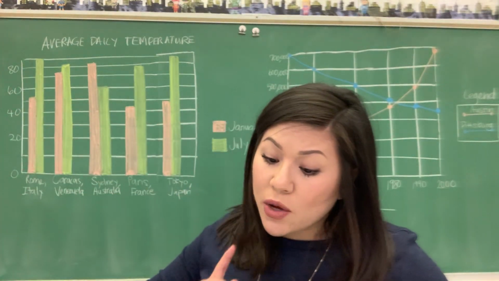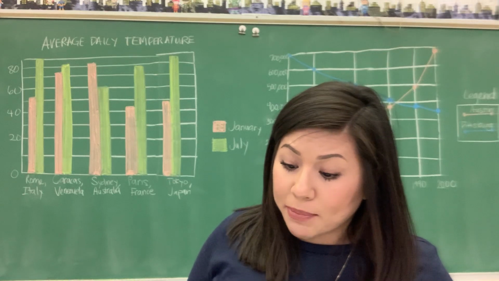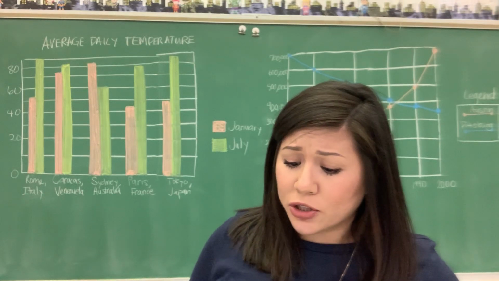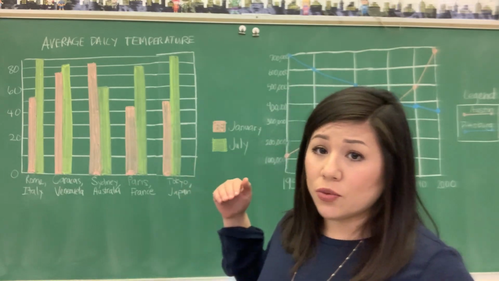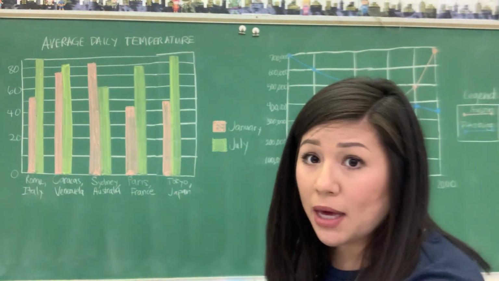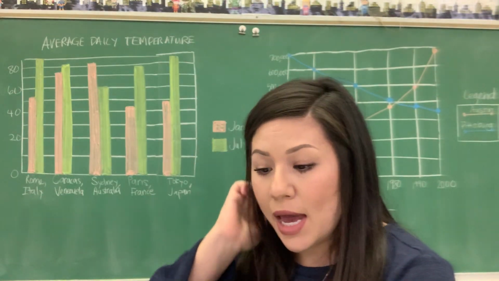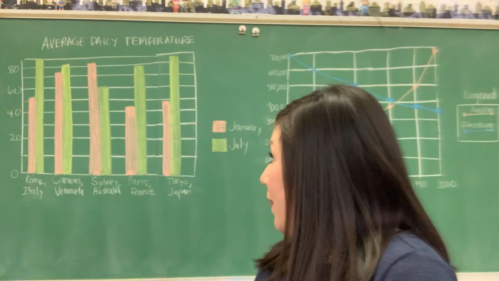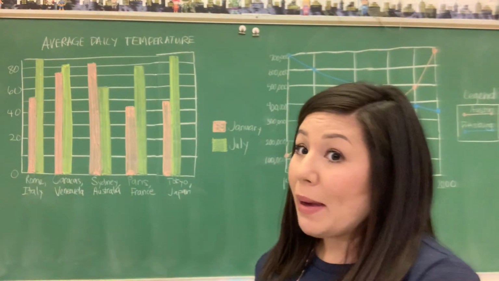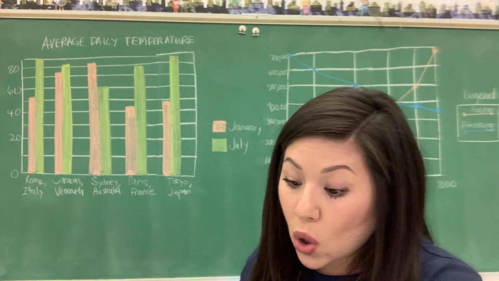Okay, the next question: in which city was the average January high temperature the lowest? So now we have to look at the lowest. I look at what January is, and January is going to be the pink or the red, and we're going to look at the lowest that it was. Looking at that graph, right away I see that Paris, France is the lowest temperature.